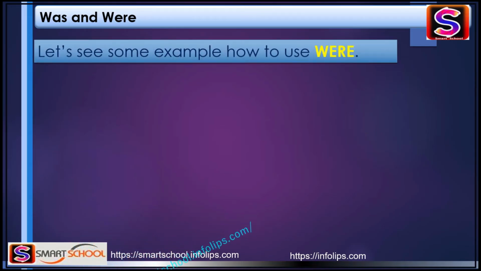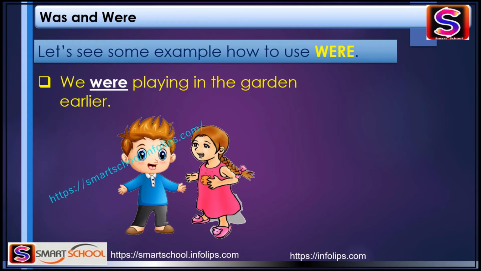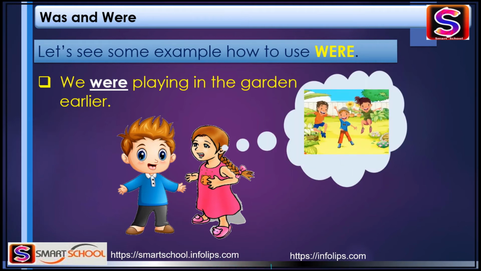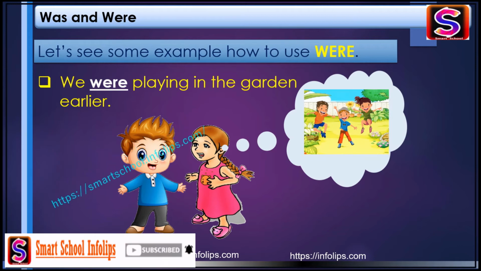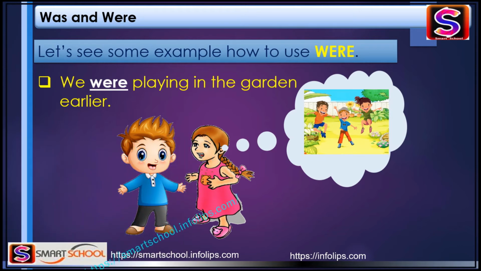Let's see some examples about how to use were. See this example, the boy and girl are there, and we were playing in the garden earlier. Means they are discussing, and that boy said we were playing, because that action happened in the past. Means we were playing in the garden earlier. Means the action already happened before today. That's why we use were, and it is more than one person. That's why he said we were. Okay. If it is one person, then it would be I was playing in the garden earlier.